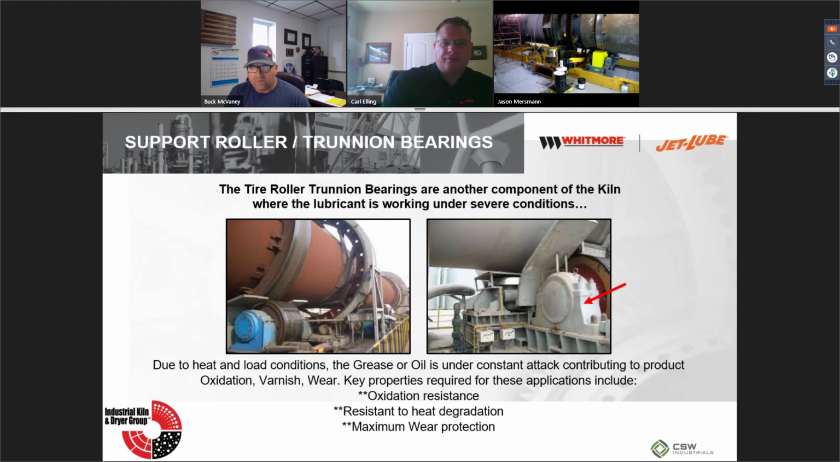Severe conditions. These things are operating in high heat and heavily loaded conditions, so the grease on the roll is under constant attack. Look for your oxidation, your varnish, and your wear. Those are the key things. So the key properties you're looking for in your lubricants are oxidation resistance, resistance to heat and degradation, and maximum wear protection, both in the EP values as well as the anti-wear values.